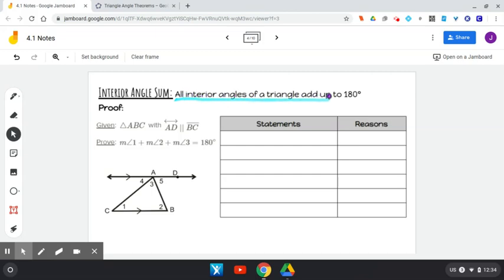And we can prove that using our last unit of parallel lines and transversals. So here's the image below. Our goal is to prove that the inside angles, so 1, 3, and 2, add up to 180. They give us that line AD is parallel to line BC. When I start my proof, I don't need to say triangle ABC with AD parallel to BC. It's kind of weird that they give that, but I'm not going to put that in my statement. I could.